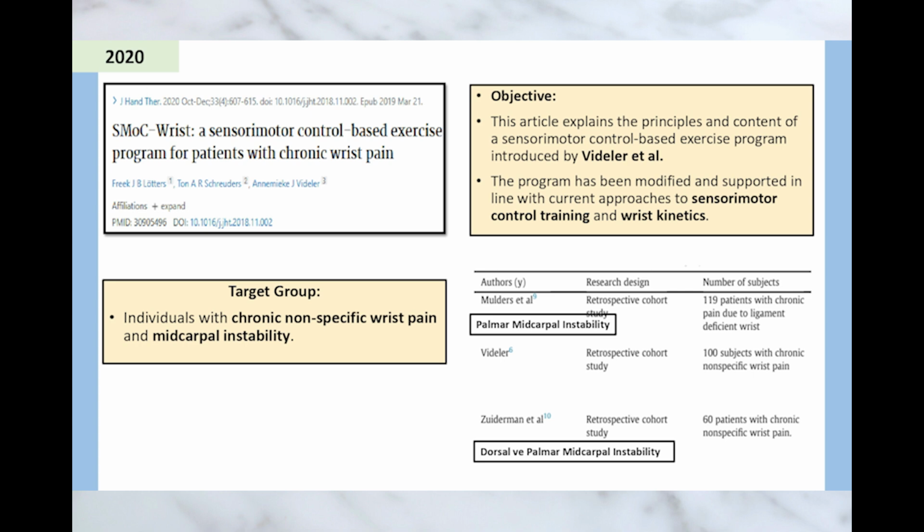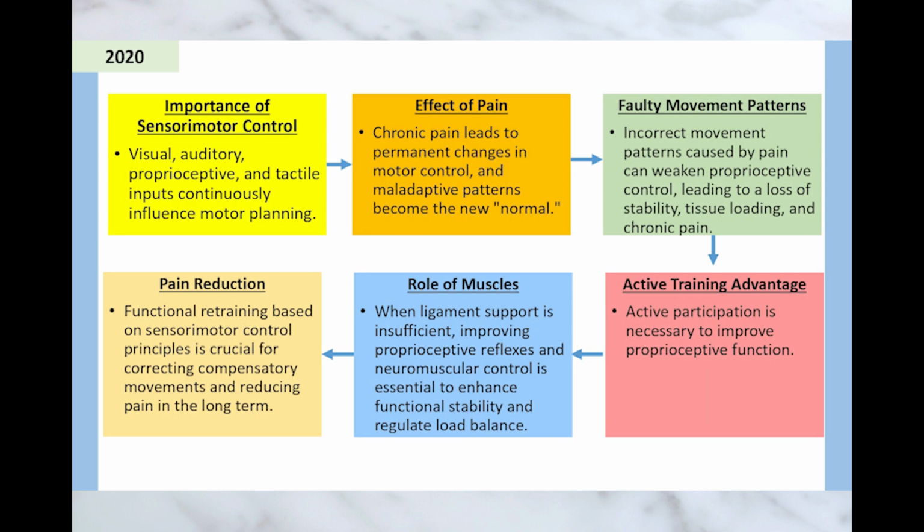What about the other programs I mentioned? Well, there was a 2020 program that focused on people with chronic wrist pain and midcarpal instability. They really emphasized improving sensorimotor control, using visual and tactile cues to make people more aware of their movements. And they included strategies for pain management and improving reflexes.